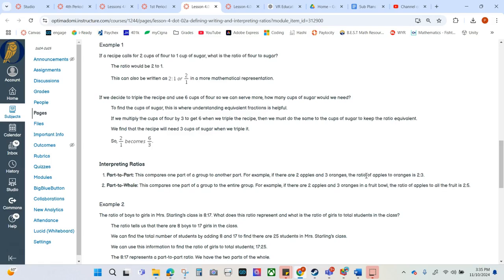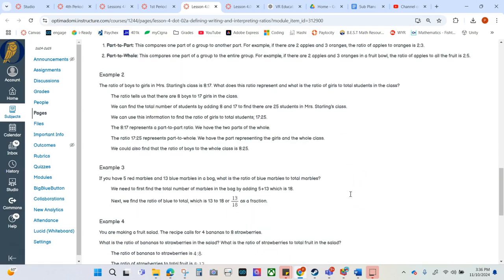There's also part to whole ratios. This compares one part of a group to the entire group, like how many boys are there versus how many people are there, or how many chocolate chip cookies are there in the cookie jar compared to how many total cookies are there. For example, if there are 2 apples and 3 oranges in a fruit bowl, what's the ratio of apples to all the fruit? Well, there's 2 apples, but there's 5 total pieces of fruit. So it would be 2 to 5, part to whole.